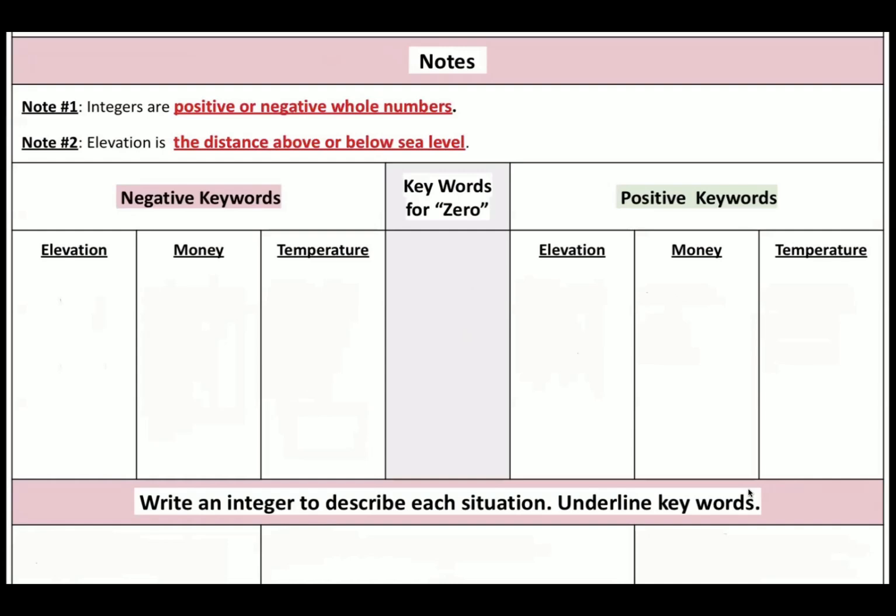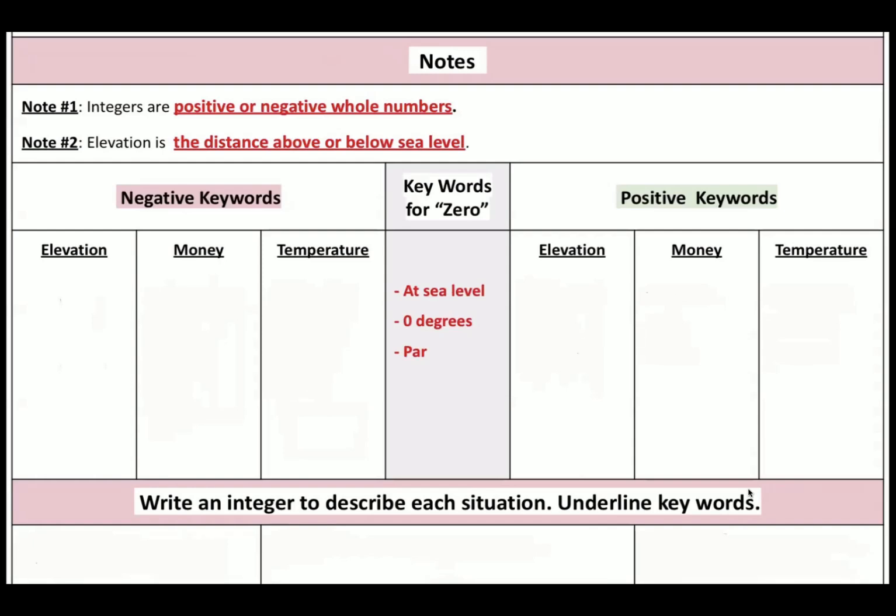Let's talk about some more key words for positive and negative numbers, but also for 0. Let's start with 0. If you are at sea level, we consider that 0. Make sure you're writing this. In terms of temperature, 0 degrees. And par is 0 in golf. In case you haven't played golf, you might see questions like this. Par is 0.